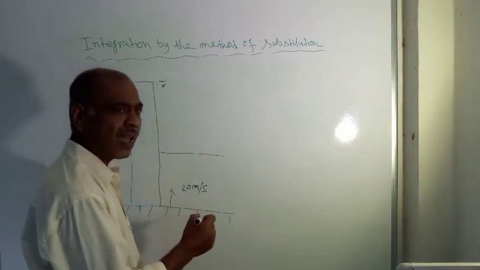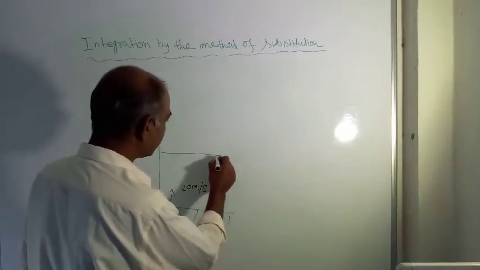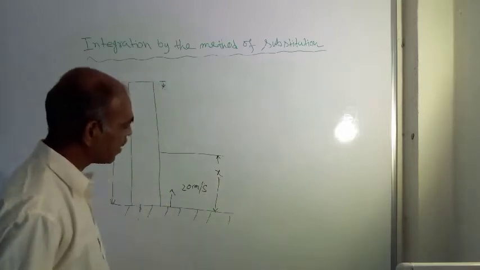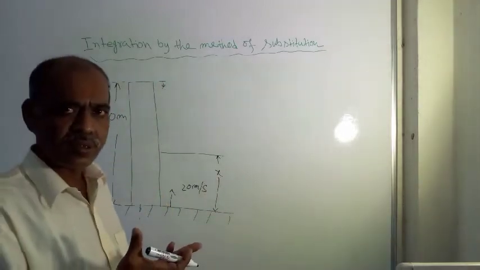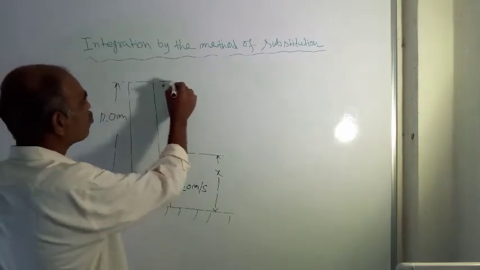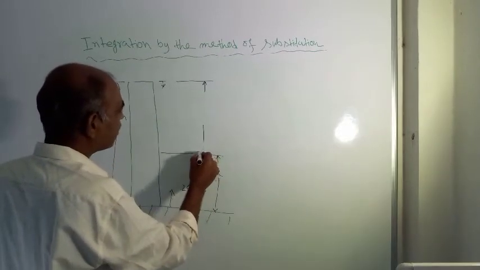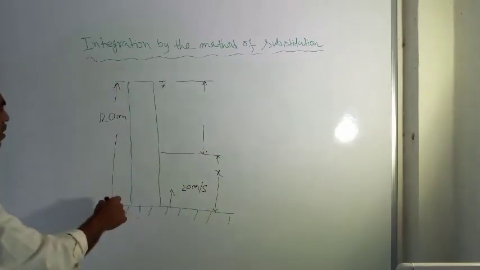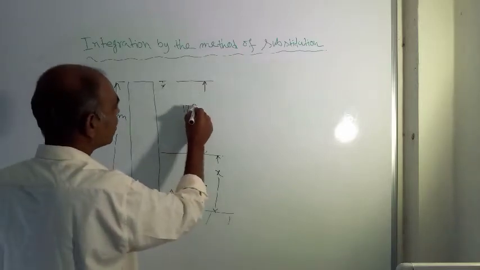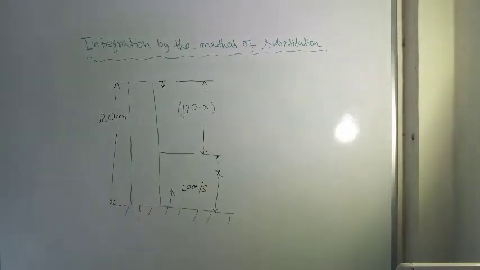Say this height is denoted by x from the ground, where they will meet. So obviously from the top of the tower, what will be the height? Since the total height is 120 meter, this height is 120 minus x meter.